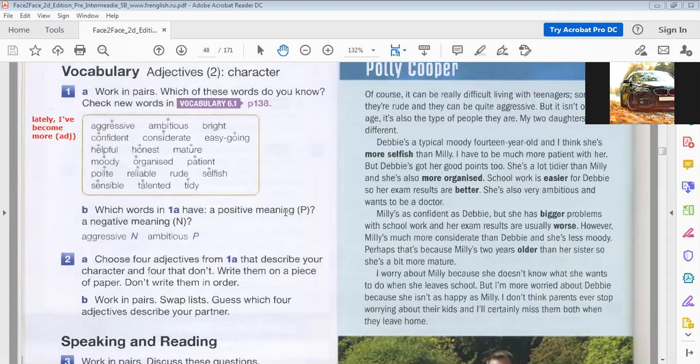Okay. So you can say shy. I'm shy. Or you can say the opposite. You can say I'm not sociable. Sociable. Let's write it here.